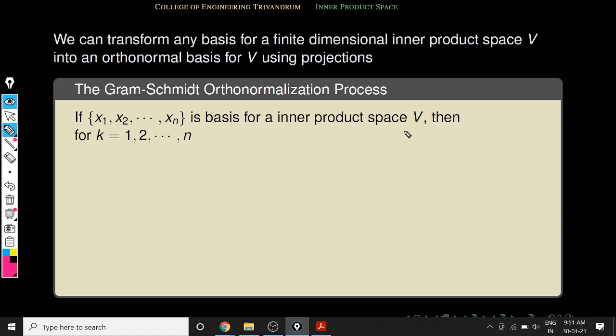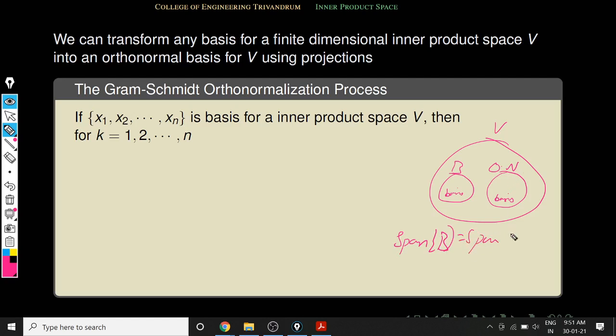Then we have to construct a new set that is orthonormal, and it should be a basis for the same vector space V. So we have a vector space V, and this is a basis. We are going to construct another set that is also a basis. What is the difference? The new basis should be orthonormal. Both are bases of the same vector space, which means the span of B is the same as the span of the new orthonormal set, and it should be linearly independent. So we construct a new set which is a basis for V as well as orthonormal.